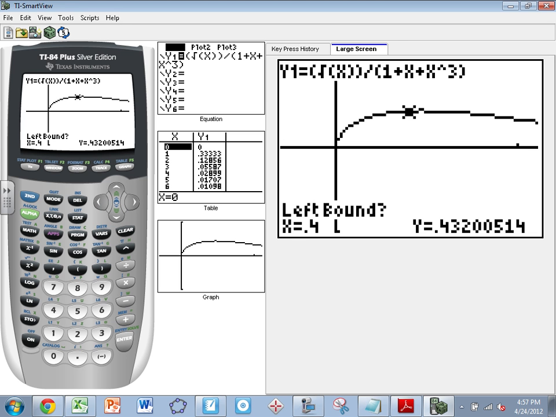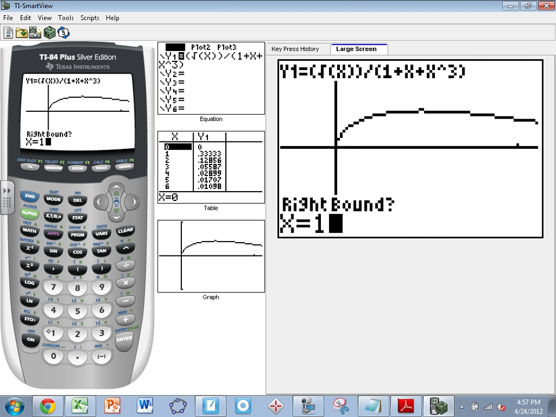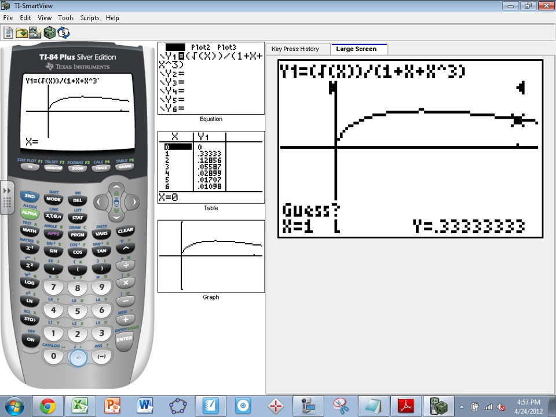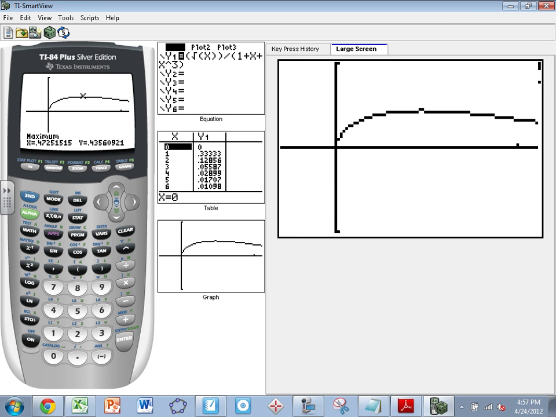You want a left bound, so let's press 0. Come on, guys, listen and do this with me. Don't just sit here. 0, enter for the left bound. For the right bound, I'll pick 1. For a guess, I'm going to pick 0.5. Hit enter. You can just press enter. 0.4725, and take a look at choice B.